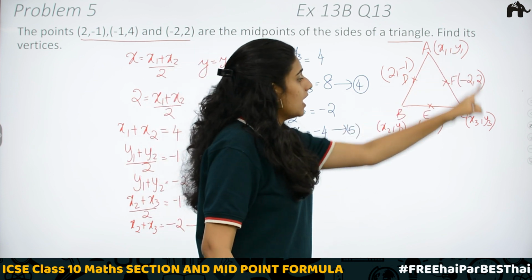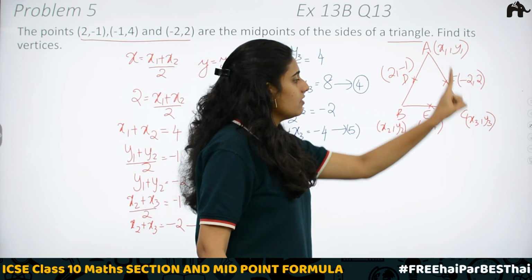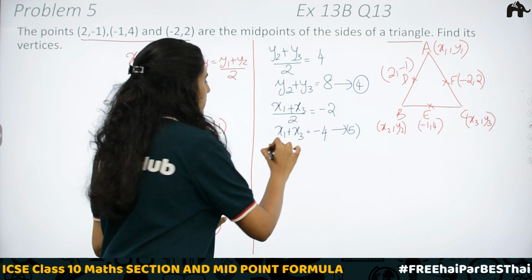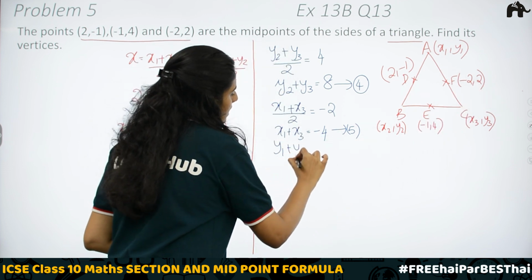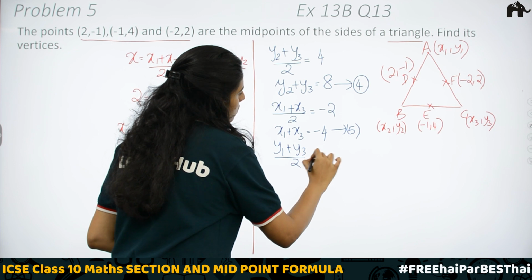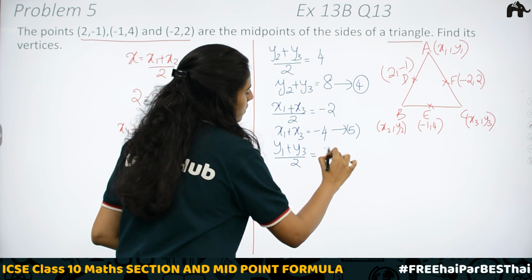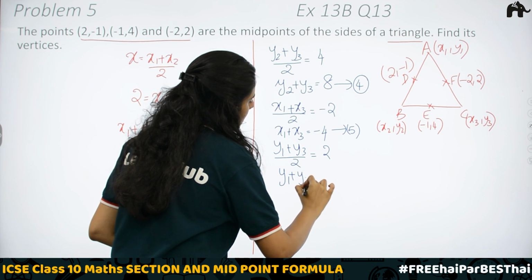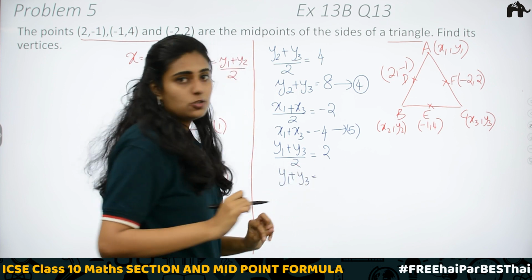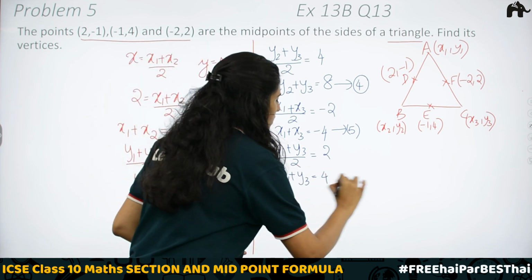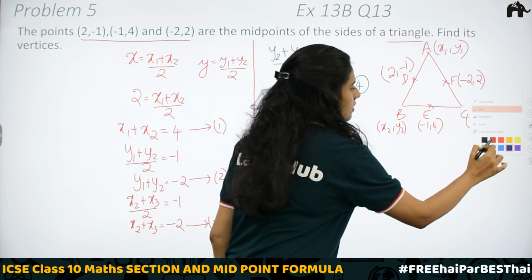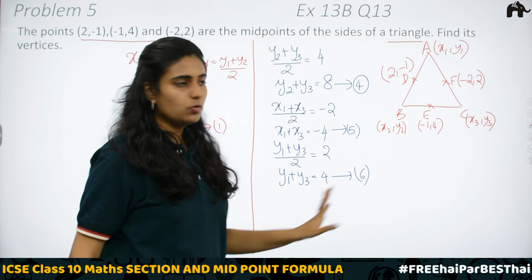Next, consider the y coordinates. (y1 plus y3) divided by 2 will be equal to 2, or y1 plus y3 is equal to 2 into 2, which is 4. This is taken as equation 6.